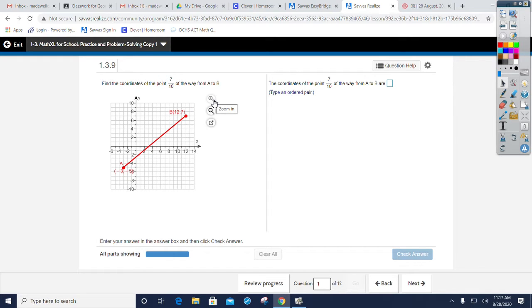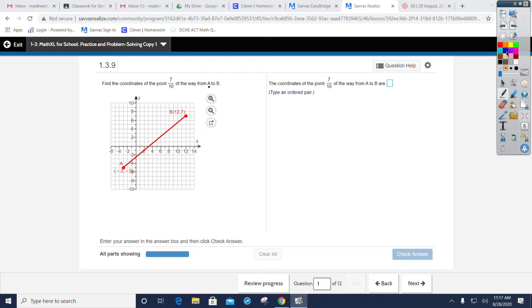So the first question is probably one of the hardest questions, which is how to find a certain fraction up a line, in this case 7/10 up the line from A to B. Now it's important where you're starting. It says we're starting with A, so make sure you're starting with A.